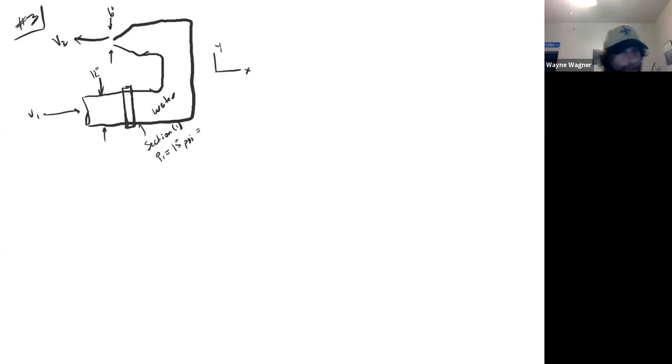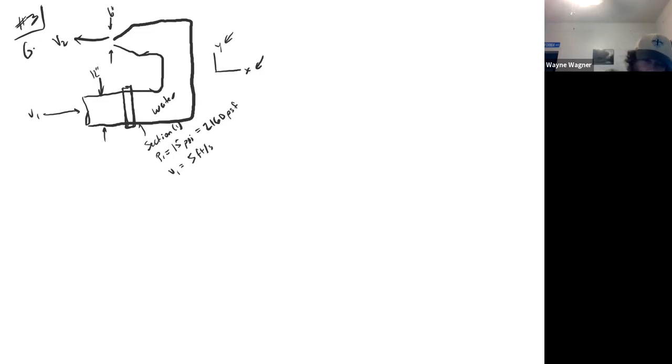I do not work in PSI, so let's multiply that by 144. I guess there are times I work in PSI, but I don't like to. PSF. And then V1 is 5 feet per second. Okay, and note that this is horizontal. Okay, so X is flat and Y is flat, so there's no gravity in this problem.